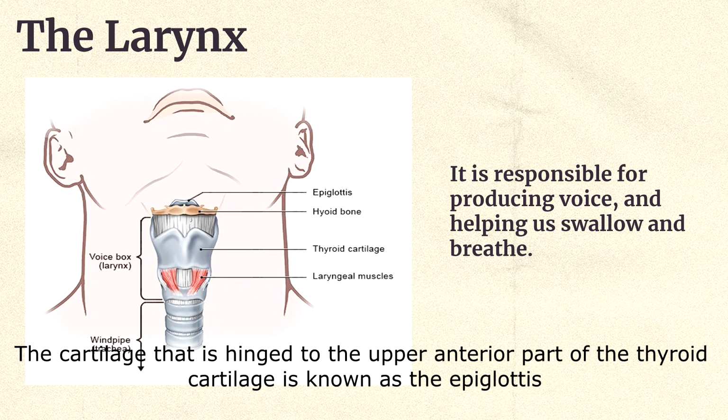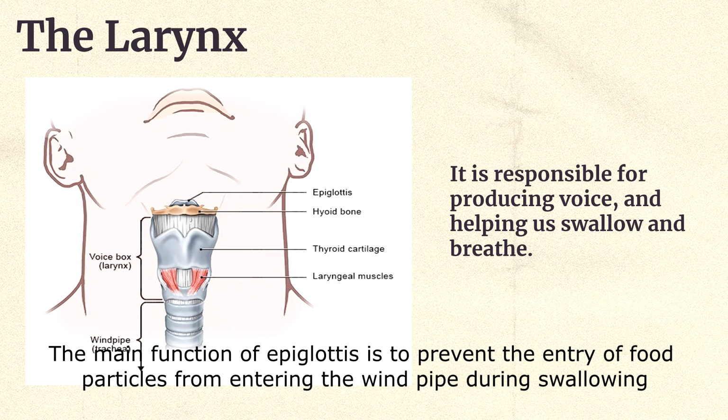The cartilage that is hinged to the upper anterior part of the thyroid cartilage is known as the epiglottis. The main function of the epiglottis is to prevent food particles from entering the windpipe during swallowing.